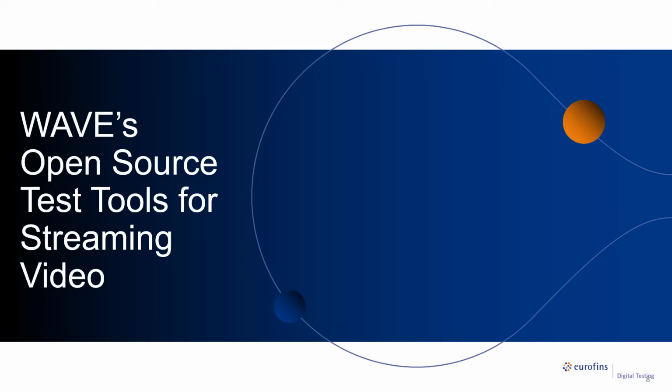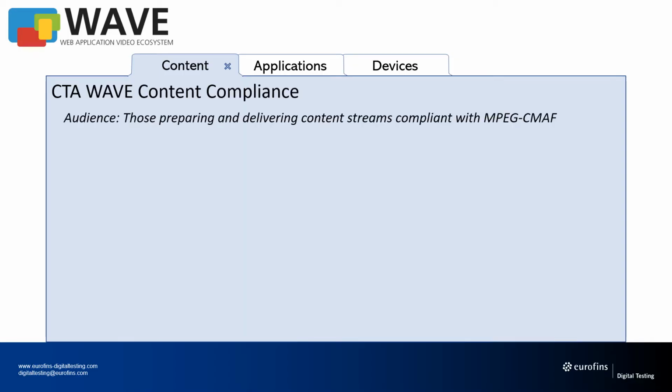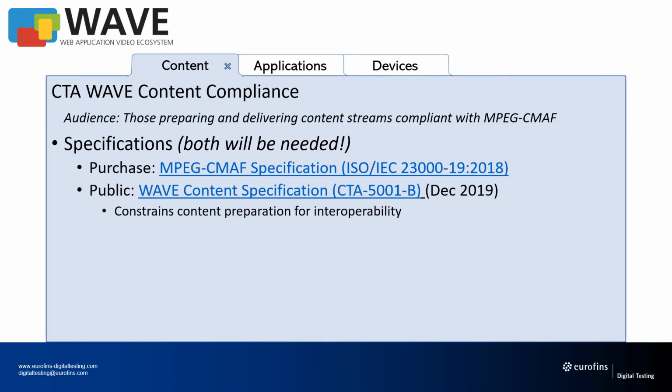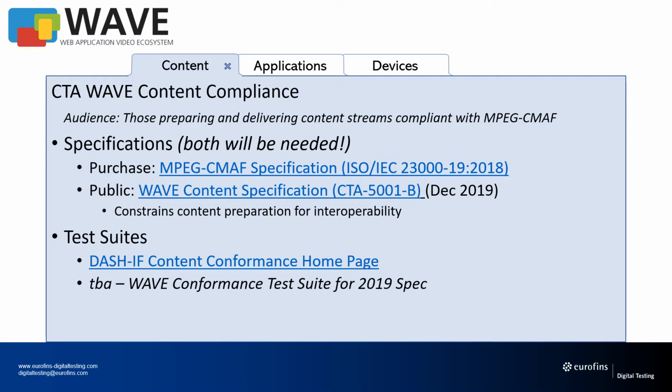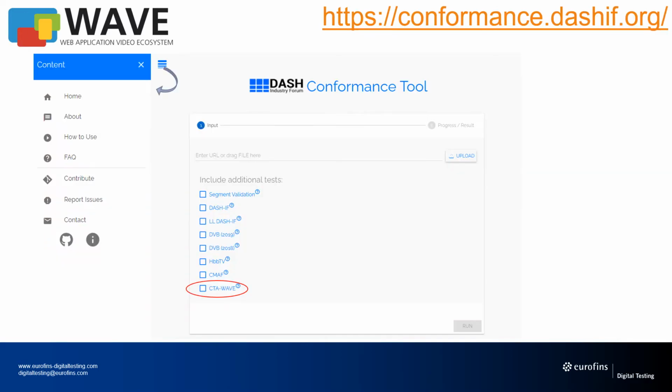Now let's have a closer look at the WAVE test tools. First, for those preparing and delivering content streams intended to be compliant with MPEG-CMAF, you need the specifications, of course, and WAVE has also extended the DASH-IF's content conformance tool to include checks for CMAF and WAVE profiles. So let's have a closer look at that tool in action.